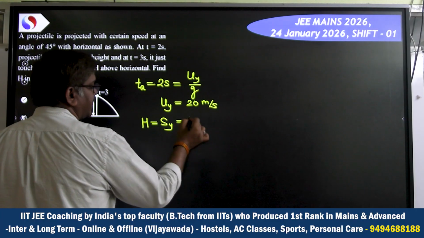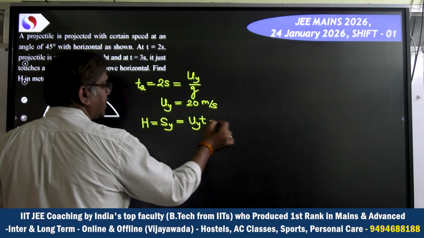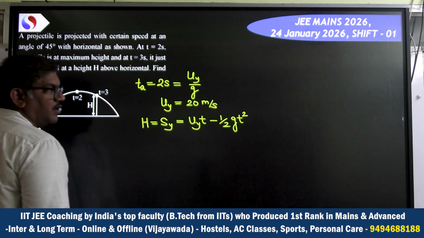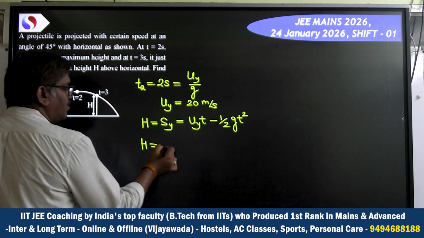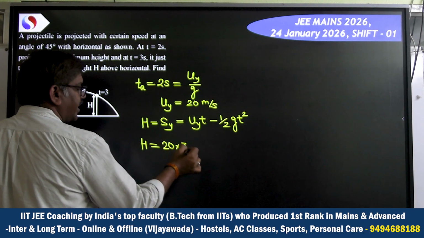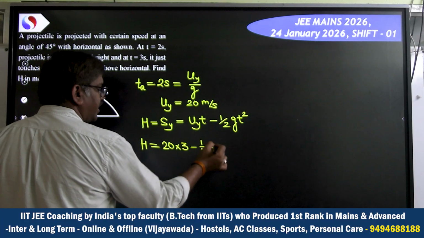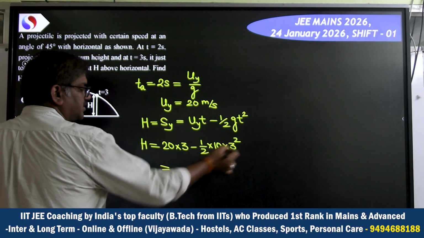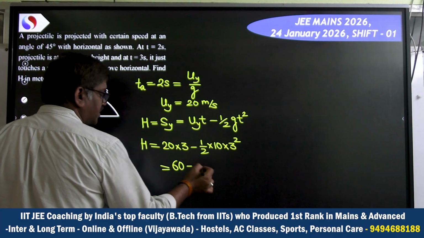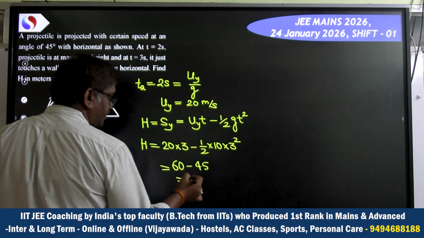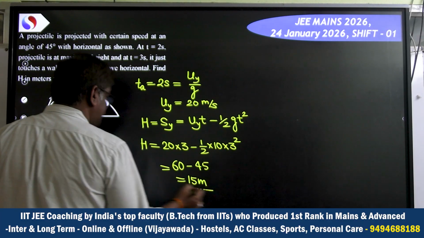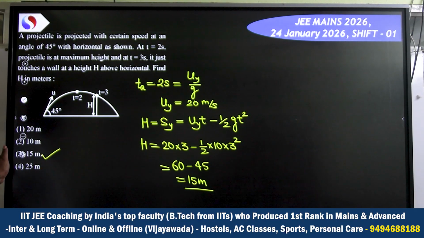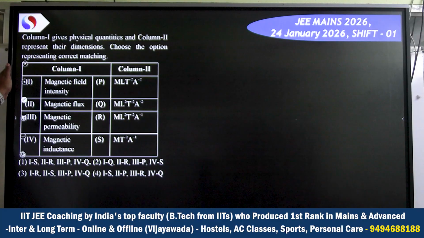At the time 3 seconds, I can write uy t minus half g t square. So this height will be, uy we got as 20, into 3 seconds, minus half into 10 into 3 square. This is 45, this is 60, 60 minus 45 gives you 15 meter. So 15 meter is the right answer for this question, option 3. Okay, move to the next one.